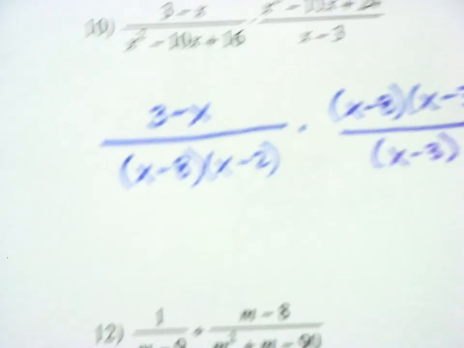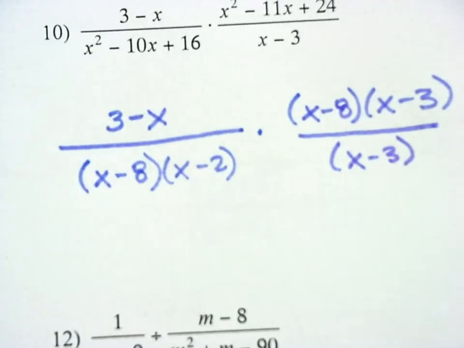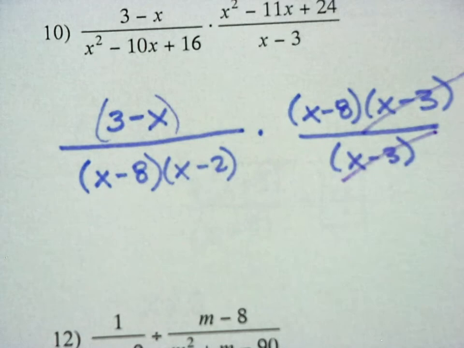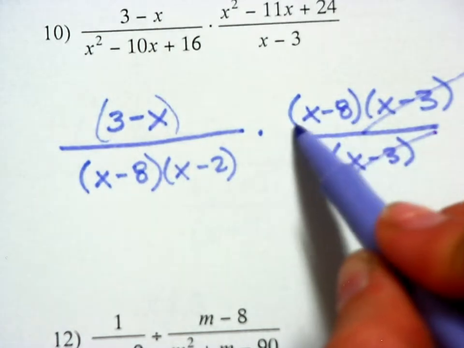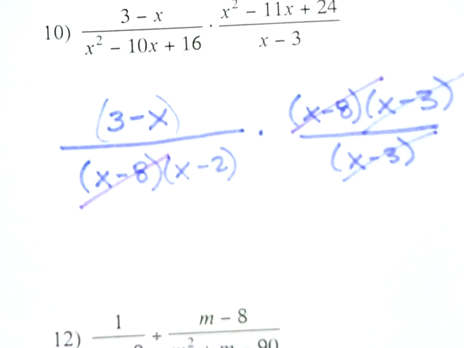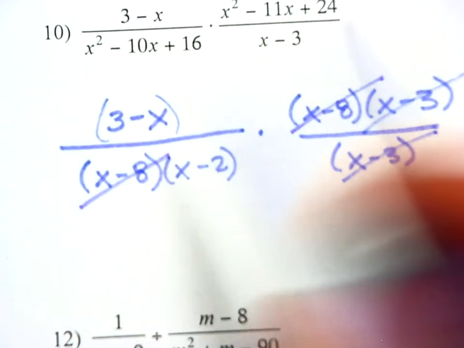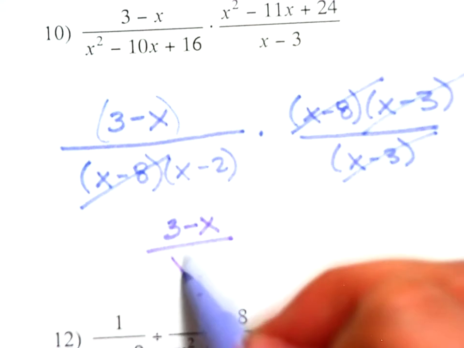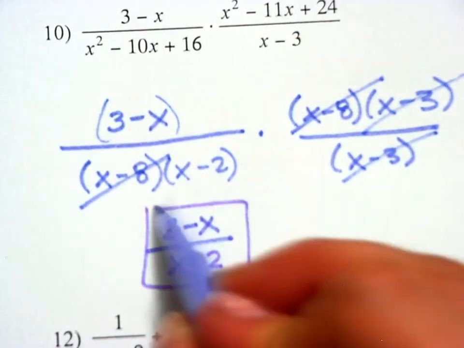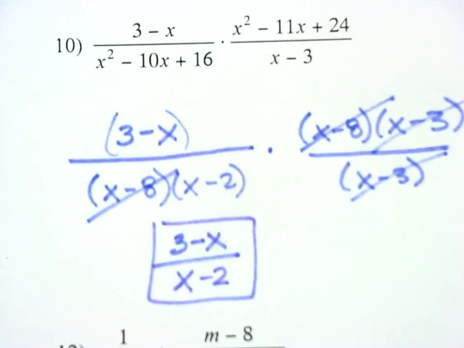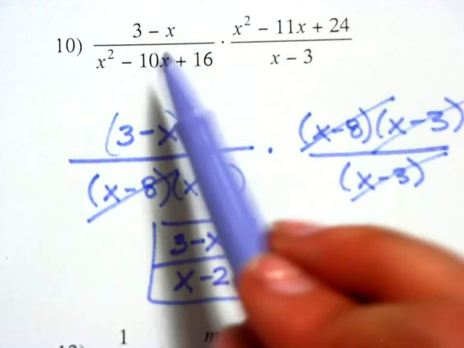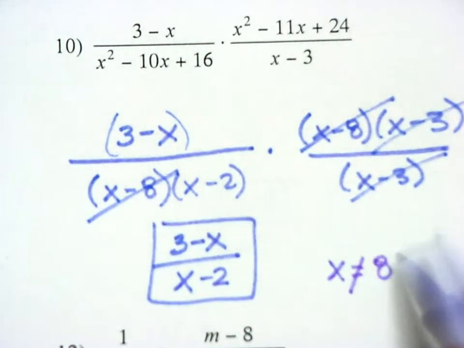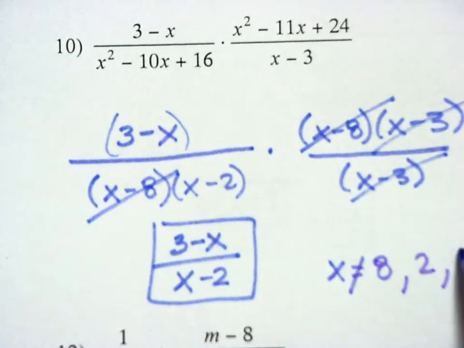And then let's go through, before we even multiply, let's cancel anything that's in a numerator and a denominator. So I can cancel this x minus 3 in here, and I can definitely cancel this x minus 8 in this one here. So all I have left in my numerator is 3 minus x, and all I have left in my denominator is x minus 2. This is your final answer. Our excluded values were only in the denominator. So 8, 2, and positive 3.